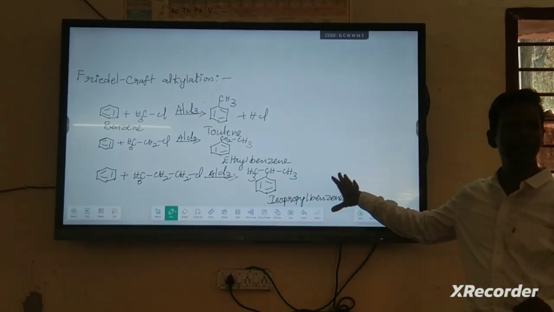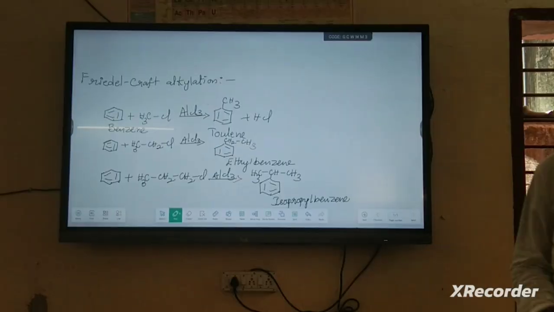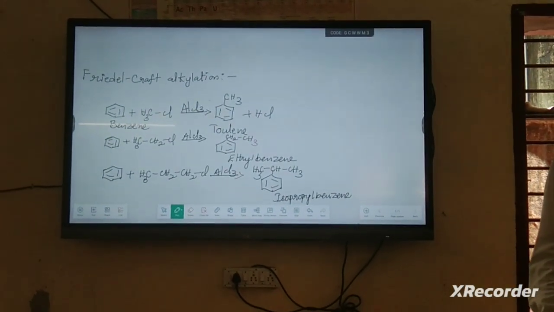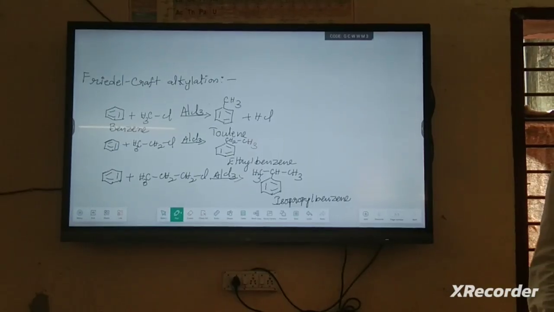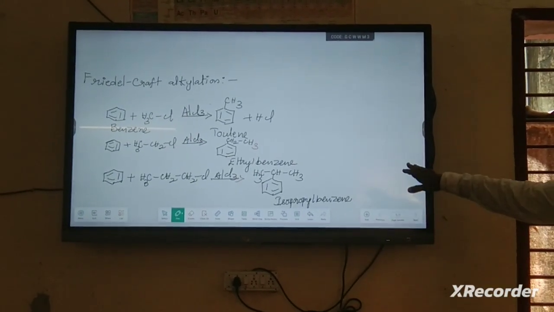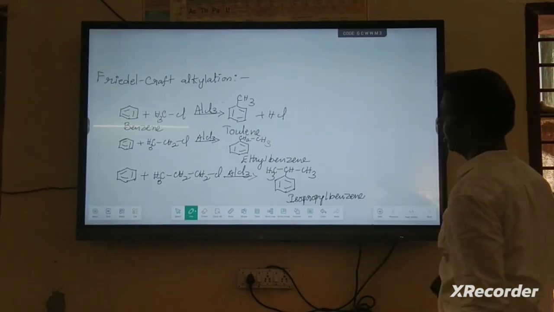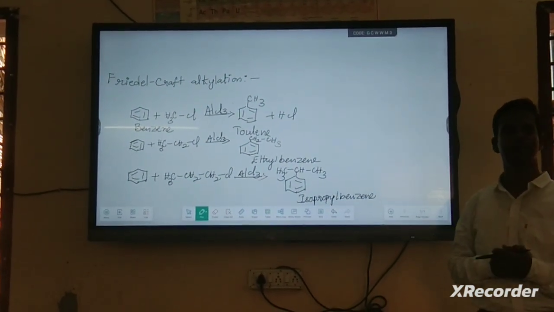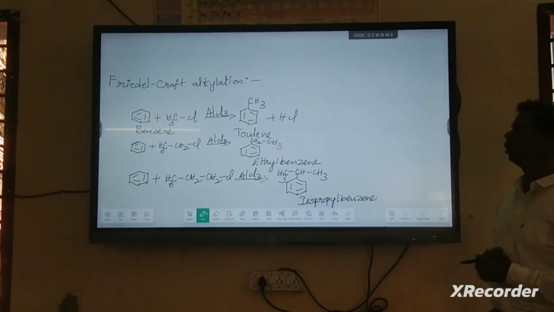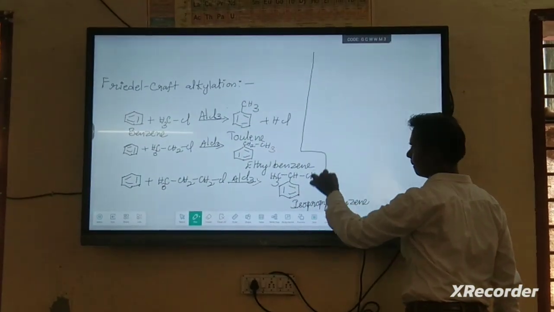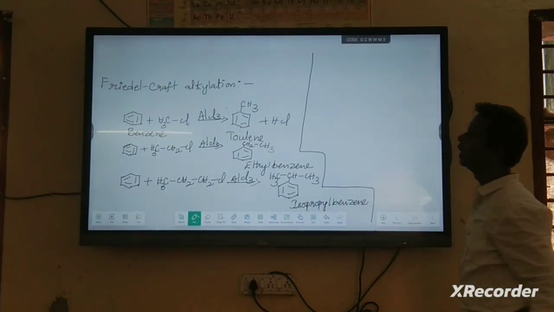Why not propyl benzene? Why is isopropyl benzene given as the major product? Can you guess it? What is the stability? Which is getting the stabilization here? Look at the mechanism.